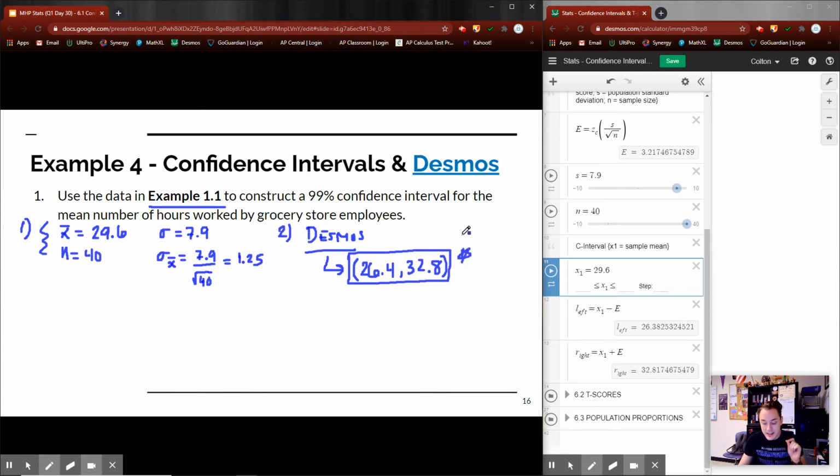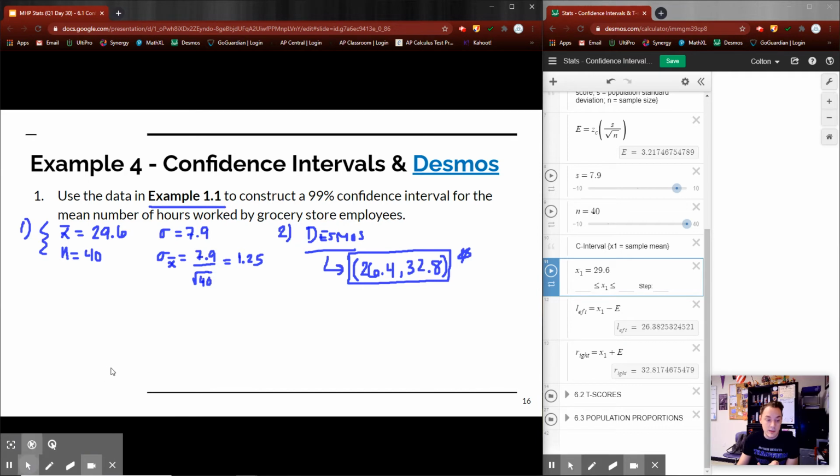This says I can be 99% confident that my population mean lies in between the number of hours worked, the mean number of hours worked from 26.4 to 32.8. My population mean will more than likely lie somewhere in between there, and I'm 99% confident that it can be like that. That's pretty cool, right? I think that's pretty solid that we can just type some stuff in a calculator and it just calculates all that for us. That's amazing.